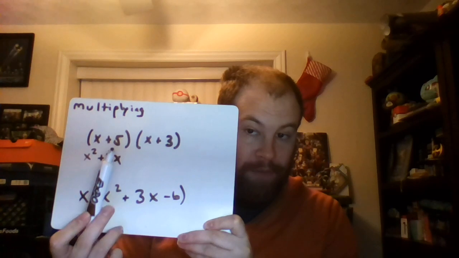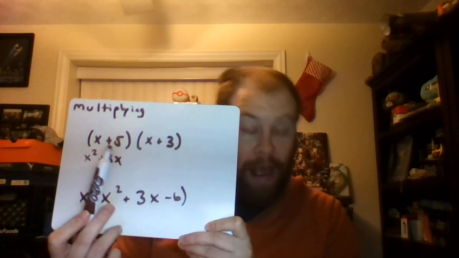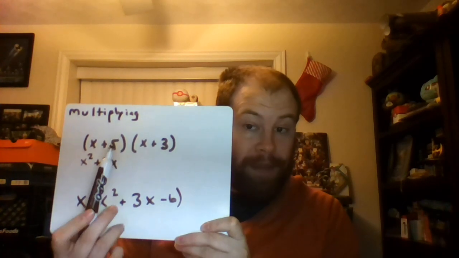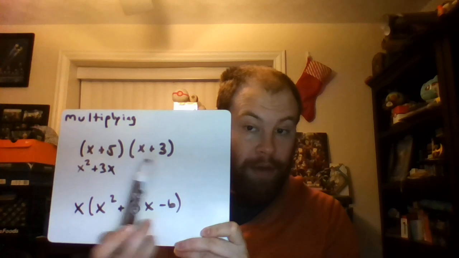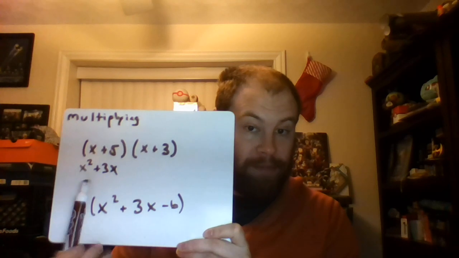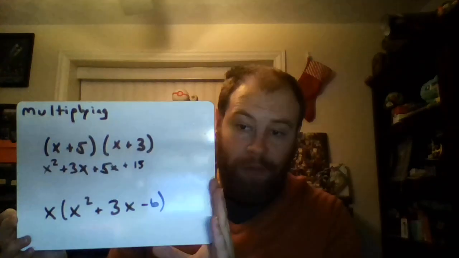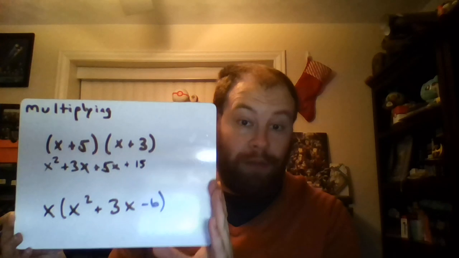in the first polynomial. In this case, it's 5. And we're going to multiply 5 times both of these, just like we did with the x. So when I do that, I get 5 times x, that's 5x, and 5 times 3, which is 15. And there we go. We've got x squared plus 3x plus 5x plus 15.